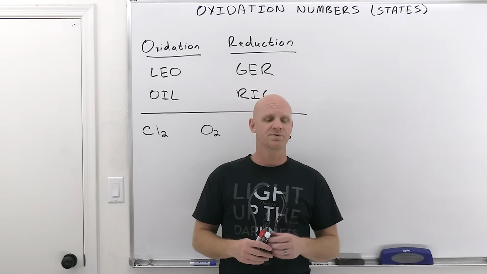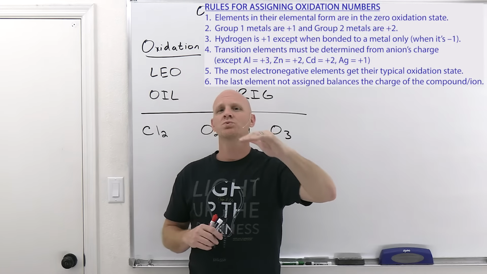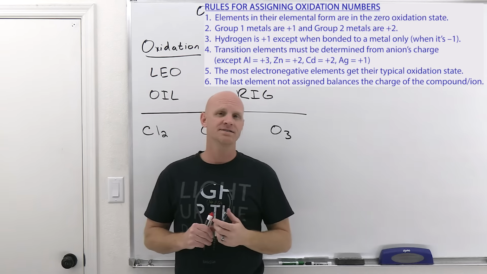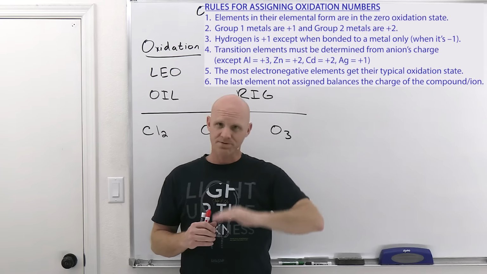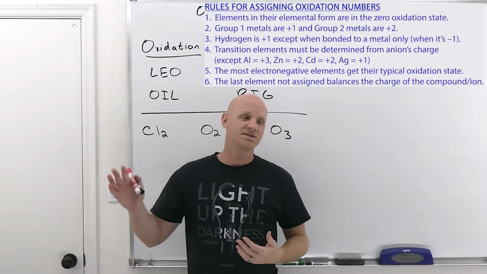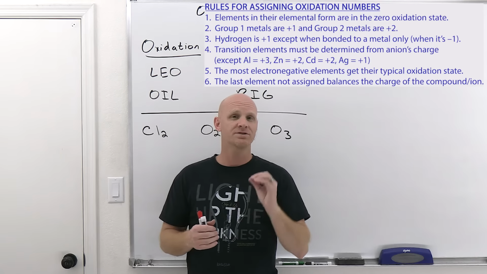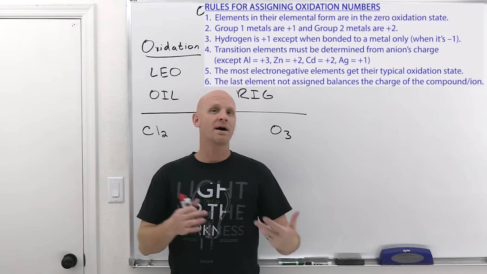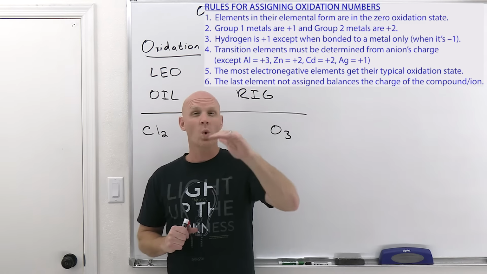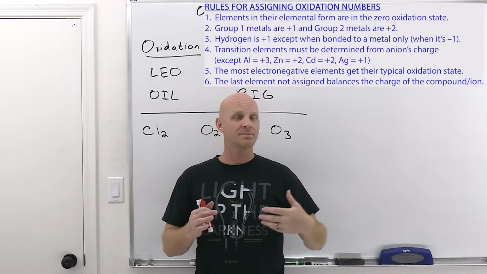All right, so the way this works, we've got a set of rules here, and I've broken it up into 6 rules. You're going to follow these rules in order until you've got one element left that you've not assigned. Once you get to that point, you just skip straight down to rule number 6, and that element has to be whatever it has to be to balance out the overall charge. If it's a neutral compound, to balance it out to 0. If it's an ion, then to balance it out to whatever the ion's charge is. You're going to follow these rules in order, so the highest priority rules are at the top, and those elements get the priority.